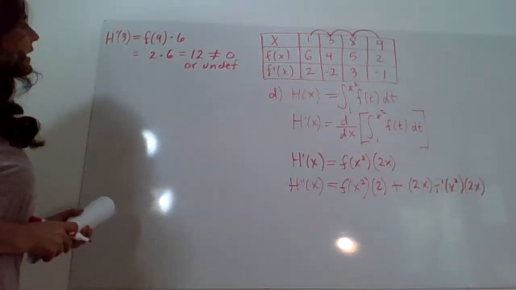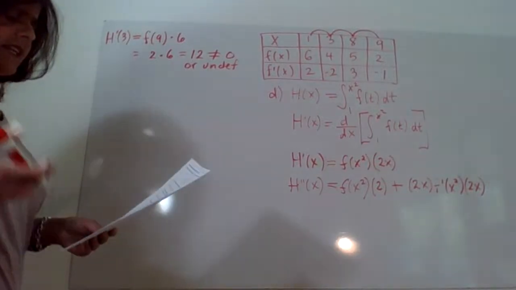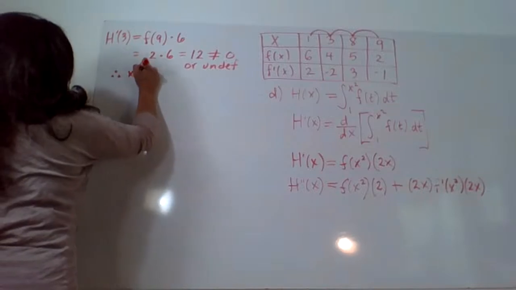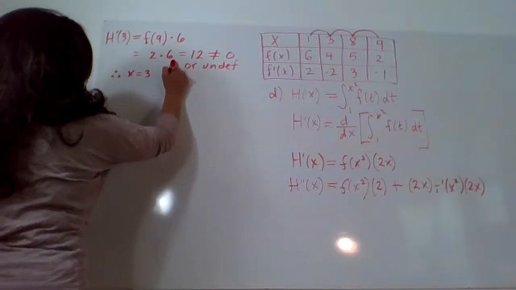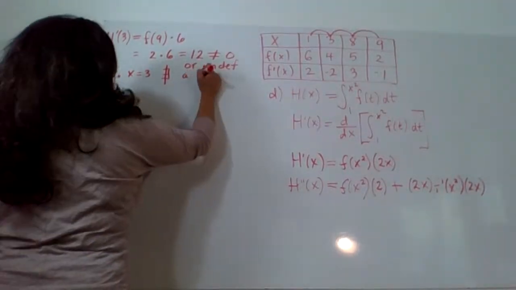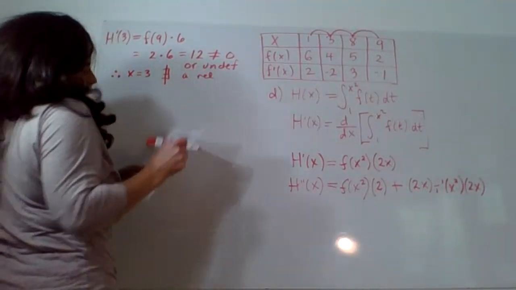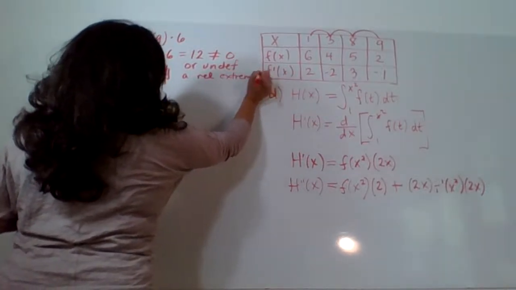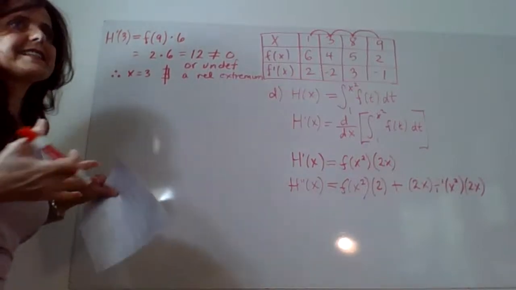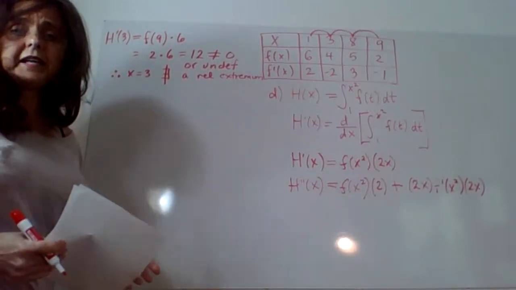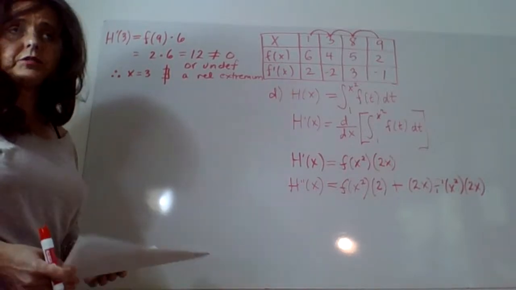So we can say, it said explain why, so we can say, therefore, at x equals 3, there does not exist a relative, they just said extremum, I think. And I don't think you have to say since it doesn't equal 0 or undefined, you've already said that. So it's not a critical number. It can't be an extreme value unless it's a critical number.